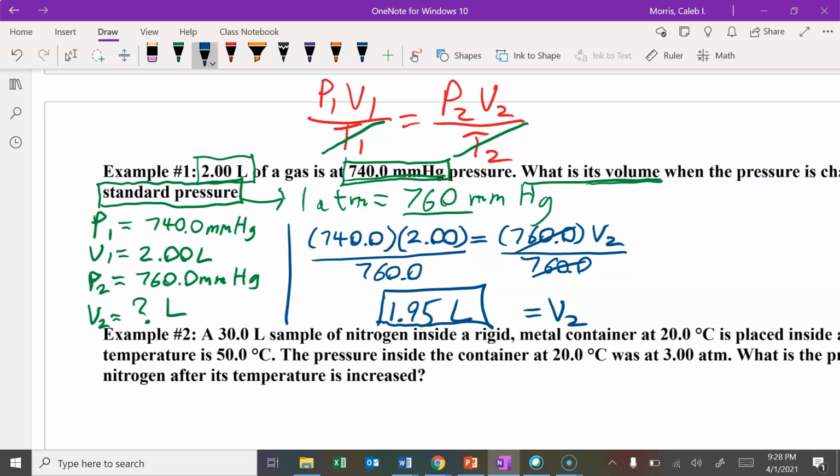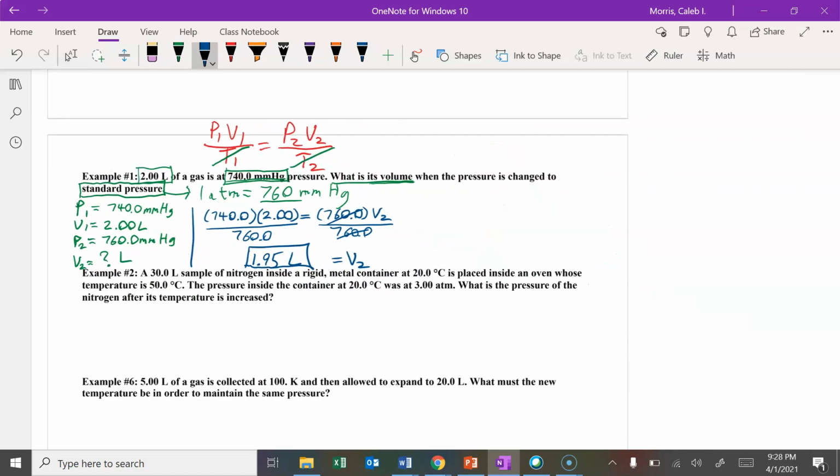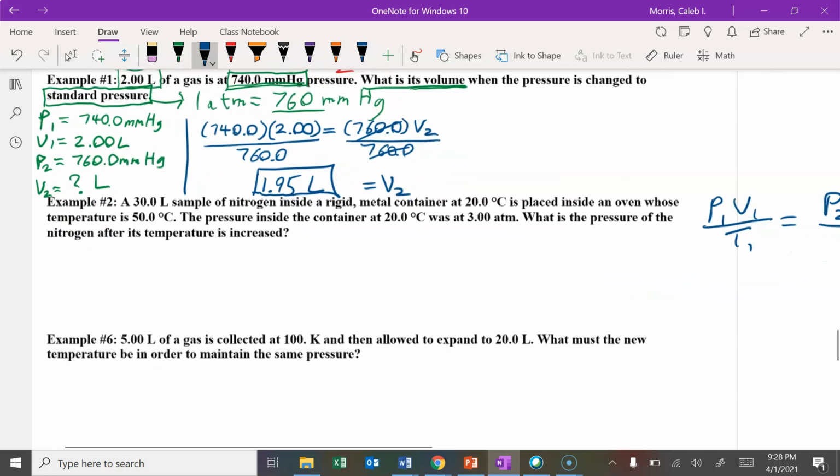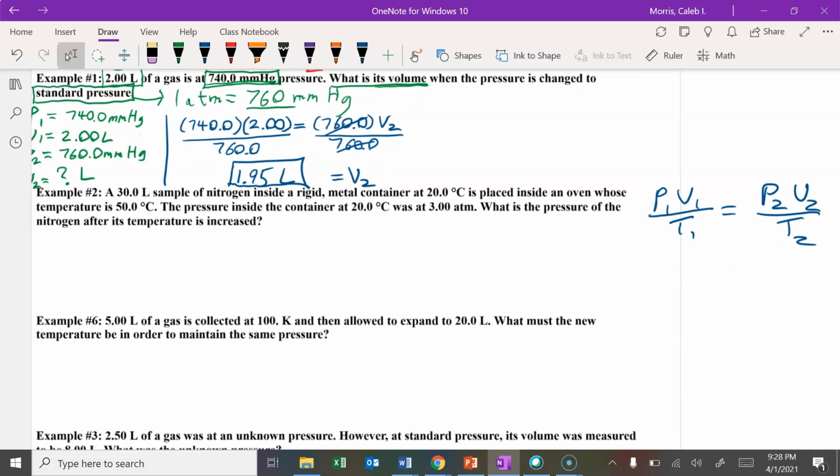All right, after that, you probably could do the next question. So maybe you could do this one on your own. Why don't you pause the video, try it yourself, and then come check your answer afterward. Again, we're going to be using that same formula, P1 V1 over T1 equals P2 V2 over T2.